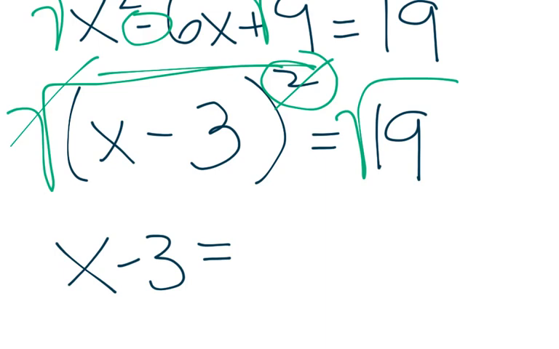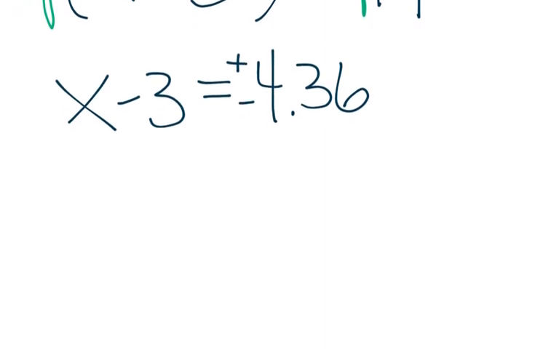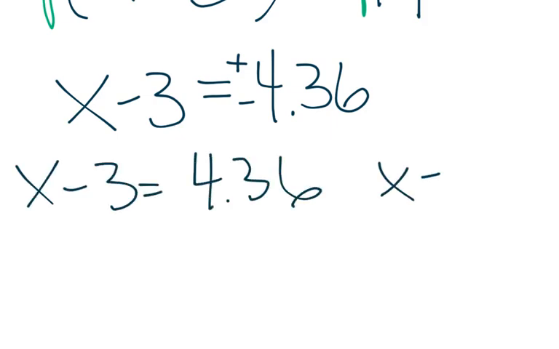So you can turn this into a decimal by using your calculator. So we're going to say the square root of 19, and that is 4.36. But it could also be negative, so this is positive or negative 4.36. So we're going to say x minus 3 equals positive 4.36, or x minus 3 equals negative 4.36. And I ran out of room, so let's take care of this one first.